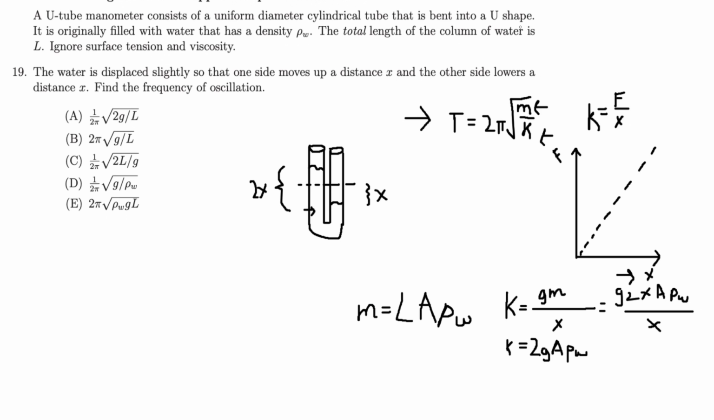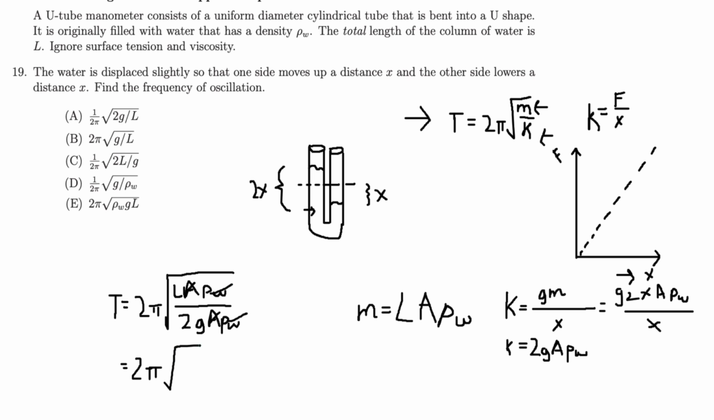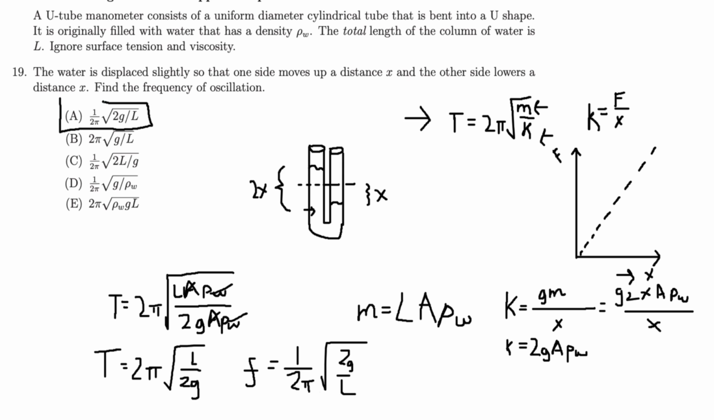So now we can find the period. T is equal to 2 pi. Let's plug in M on top and let these cancel out: A cancels with A, Pw cancels with Pw. We get 2 pi square root of L over 2g. Recognize that from a pendulum. So that's the period. If we want the frequency, we take 1 over the period, so we get 1 over 2 pi times the square root of 2g over L. And that gives us answer A.